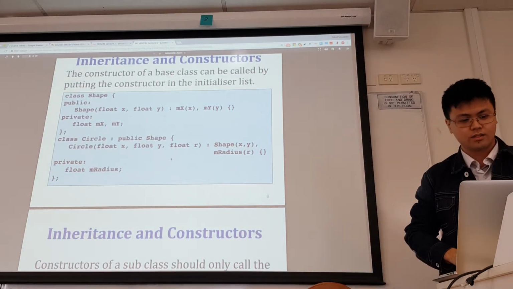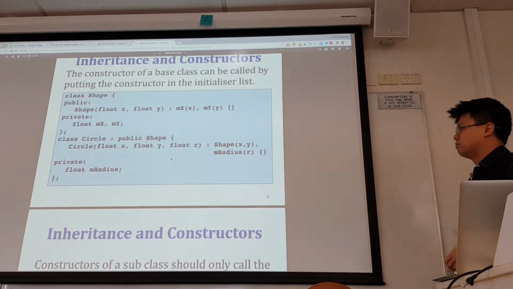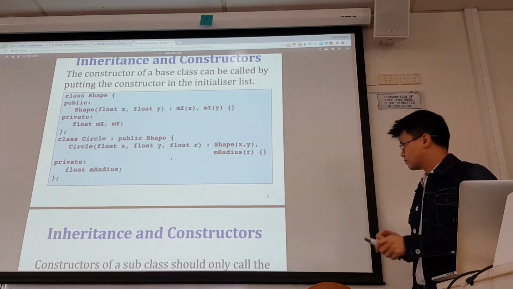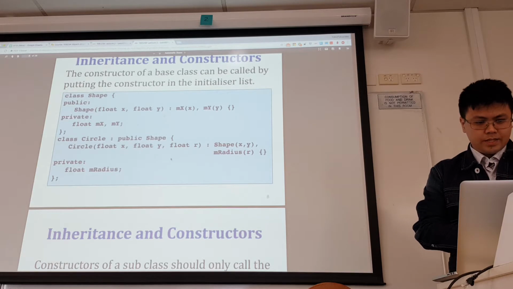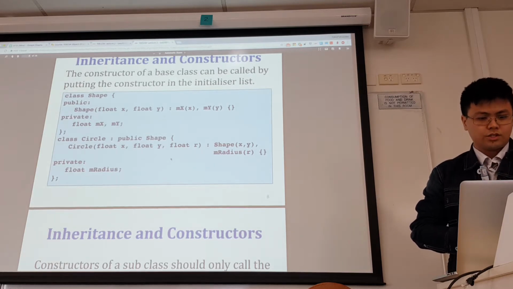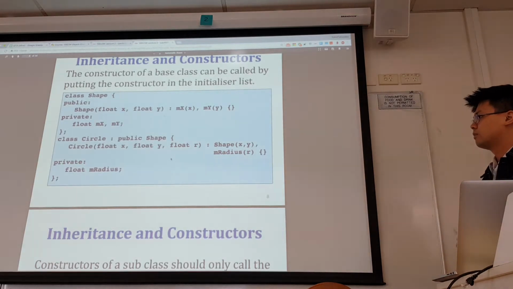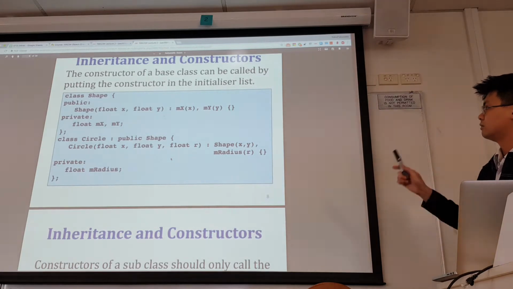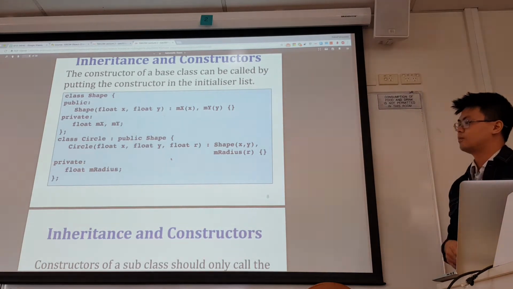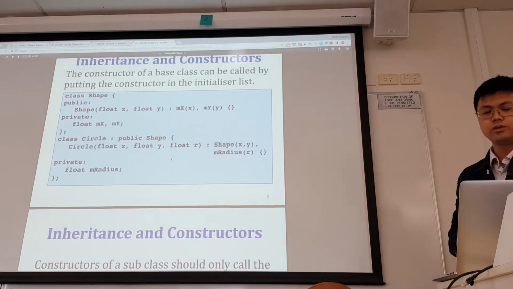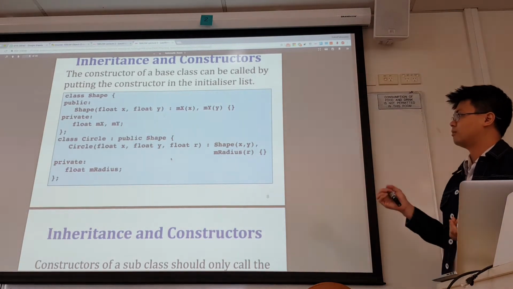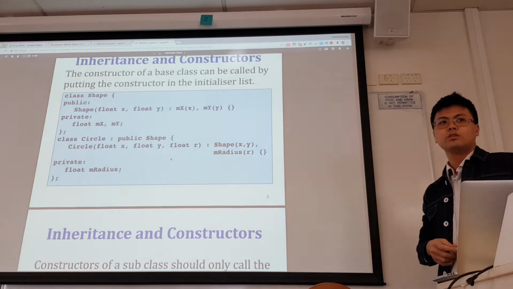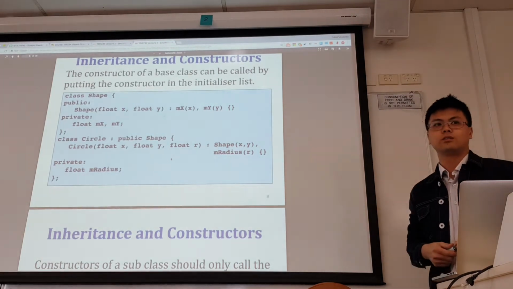But this is a much nicer way to encapsulate your data. Basically, you separate your concern. The shape deals with the point of origin, which is represented by mx and my, and the circle only cares about the radius. Anything that deals with the point of origin should be dealt with in the shape class, not in the circle class.